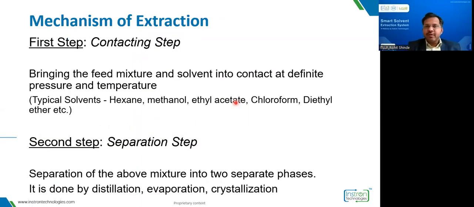In the mechanism of extraction, there are two steps. The first step is a contacting step, and the second one is a separation step. In the contacting step, the feed mixture, which contains the desired component to be separated, and the solvents, like hexane, methanol, ethyl acetate, etc., are exposed to each other at a definite temperature and pressure. In the second step, the separation step, the feed mixture and the solvent are separated using different techniques like distillation, evaporation, and crystallization.